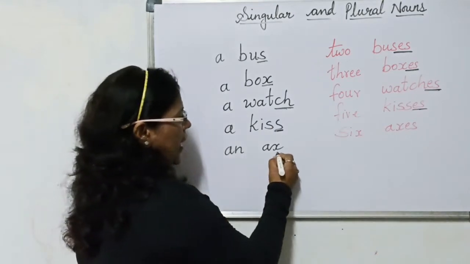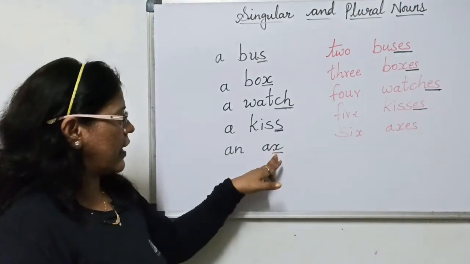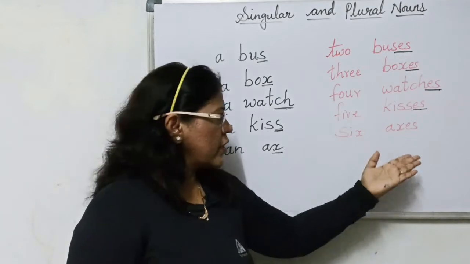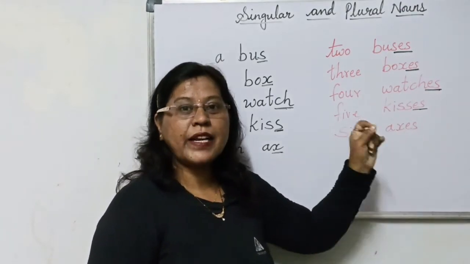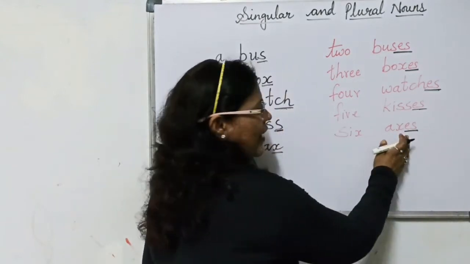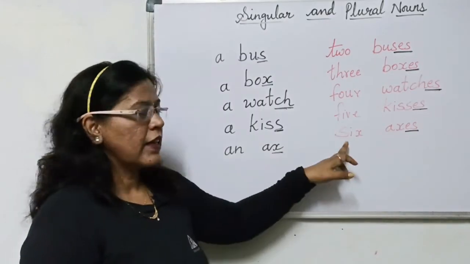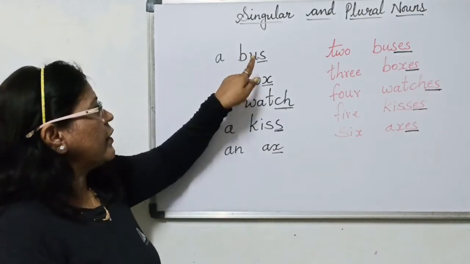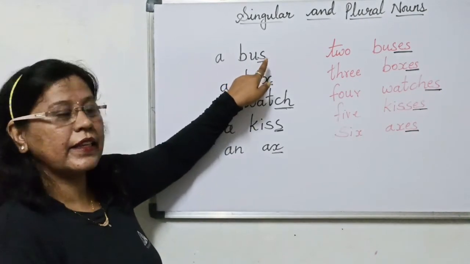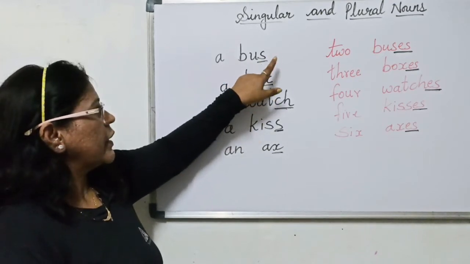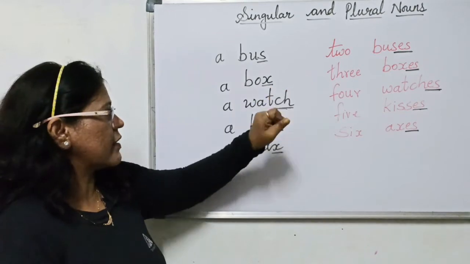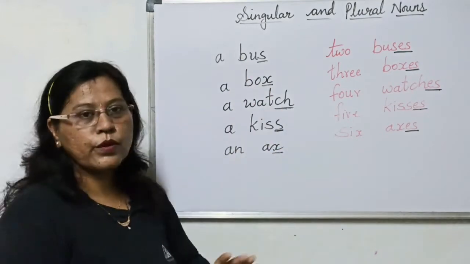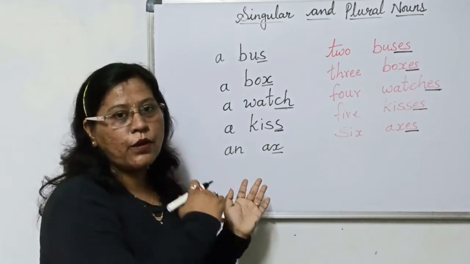Now an axe, a-x, axe, okay, here the last letter of this word is x. So when you wanted to change it into plural form, that time also you have to add es. What you have to add? Es. So six axes, one axe, an axe, then six axes. So remember this rule, okay, my dear students. When s is the last letter of the word, then you have to add es. And x, es, ch, es, s, es, x, es, okay. This rule you have to remember when you are making from singular noun to the plural noun, okay.